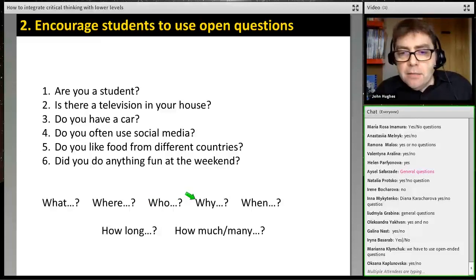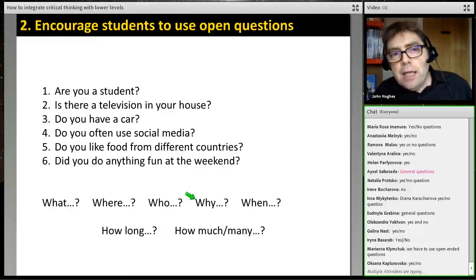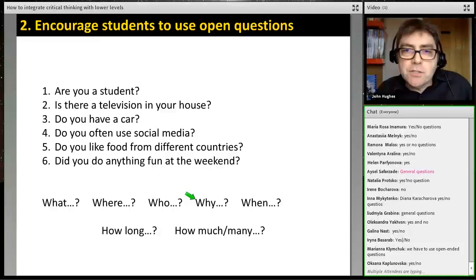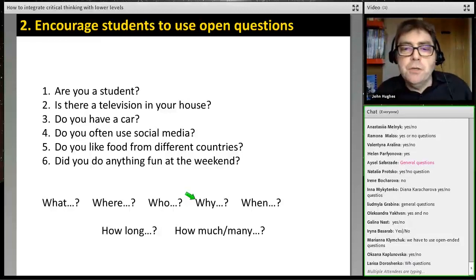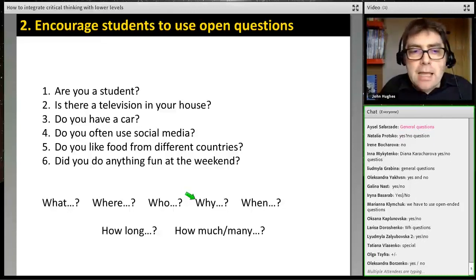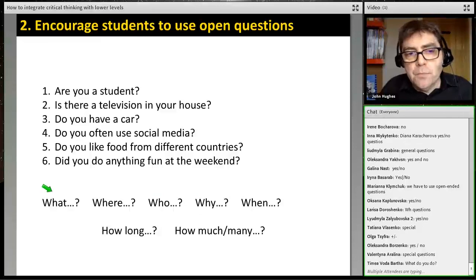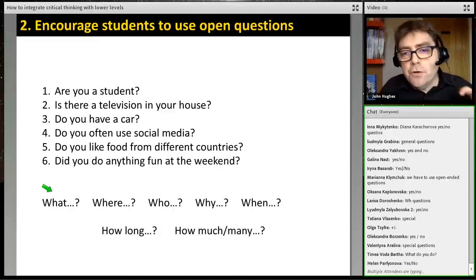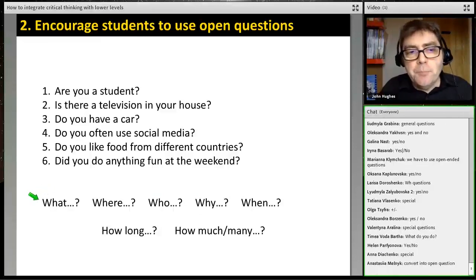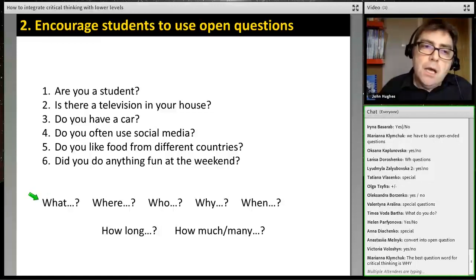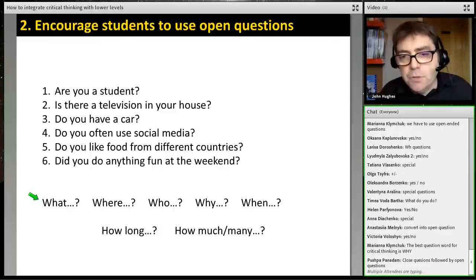Student A, in their pairs, student A asks a closed question: are you a student? Student B answers yes or no because it's a closed question, and student A has to choose any open question. So, and then create a new question. For example, what do you study? And then student B says, I study English, for example.